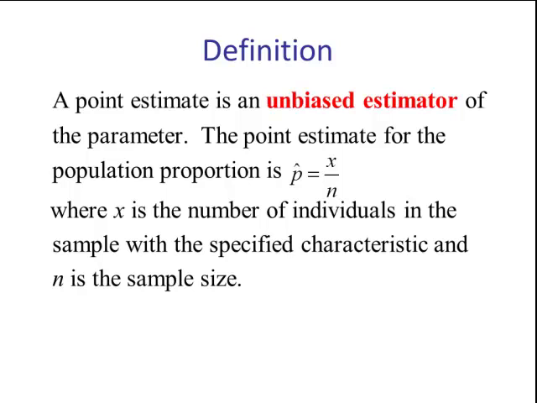A point estimate is an unbiased estimator of the parameter. The point estimate for the population proportion is p hat, which equals x over n, where x is the number of individuals in the sample with the specified characteristic and n is the sample size.